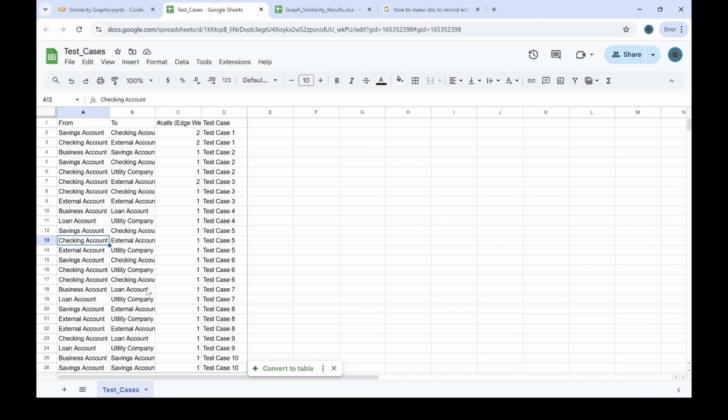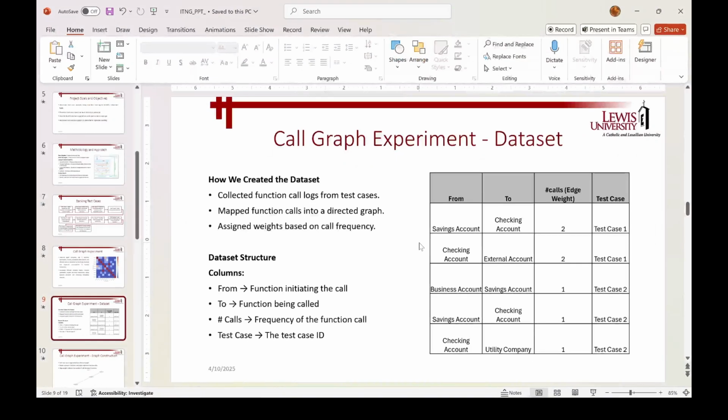To construct our dataset, we collected function logs and mapped them into directed graphs. Each edge is weighted based on how frequently the function was called. The dataset includes four key columns: source, target, number of calls, and test case. These are the test case IDs. And going back to the presentation.